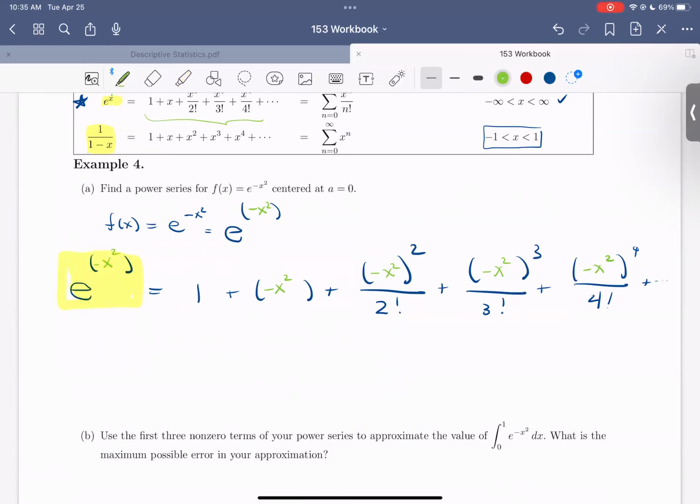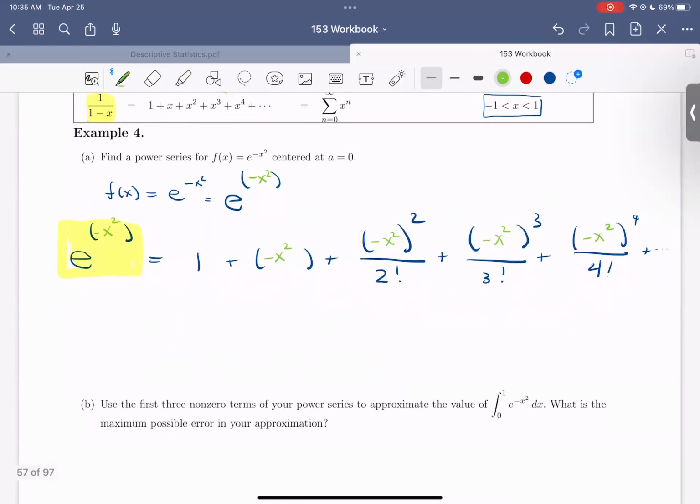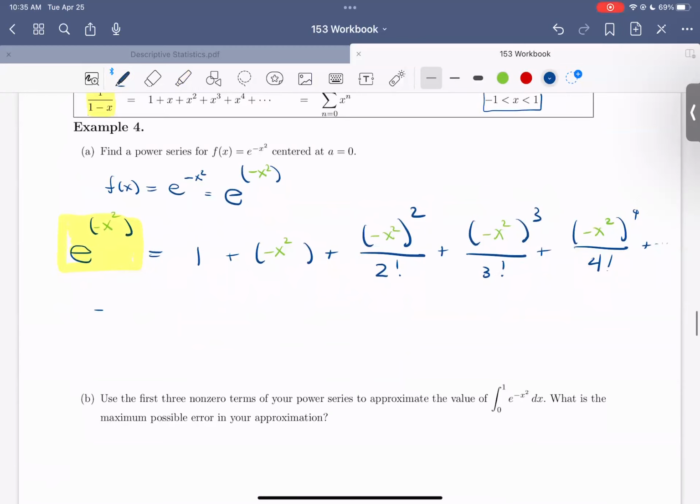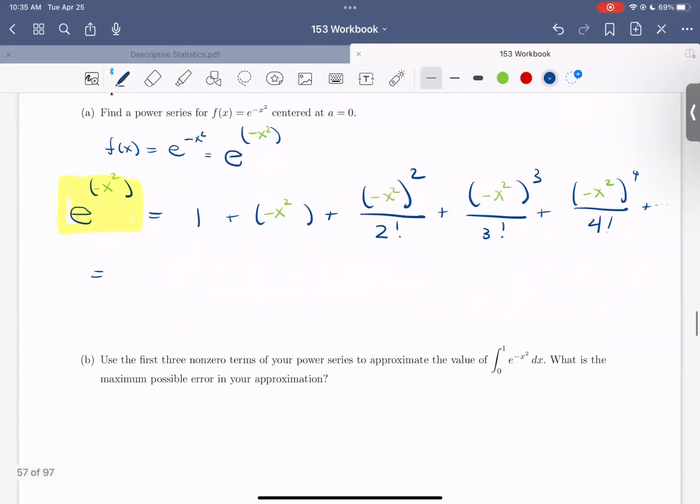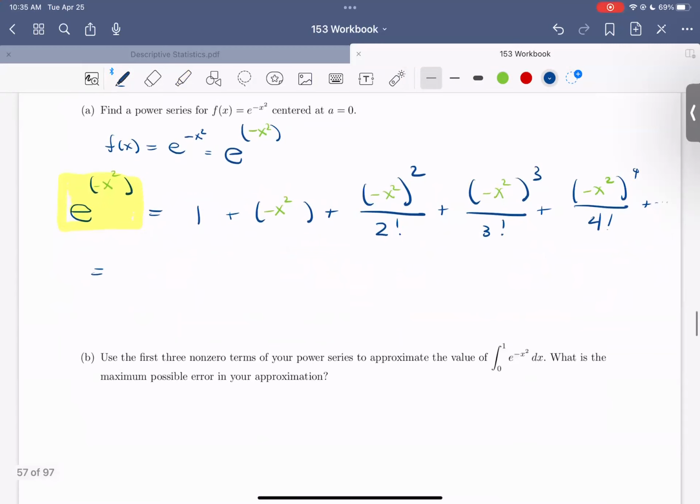But before we're done, we need to clean up what we've just written here and condense it into a form that looks like summation n equals 0 to infinity of some term. So let's do that by cleaning up what we have written here. And that means I'm going to simplify, multiply out some terms. So when I do that, my first term is still this 1, then I get minus x squared. Then I get negative x squared, squared, so that would just give me a plus x to the 4th over 2 factorial.